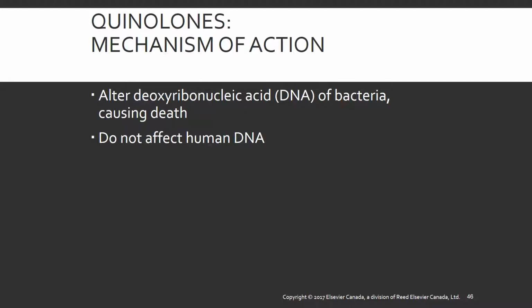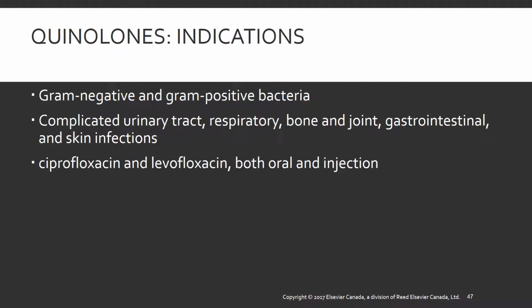Mechanism of action: they disrupt the DNA in the bacterium and cause the cell to die. They do not have any effect on human DNA, otherwise we wouldn't be able to administer them to human beings. They're indicated for gram-positive and gram-negative bacterial infections. You can have complicated UTIs, respiratory, bone and joint infections, GI, and skin infections. Cipro and Levo are both oral and injectable.